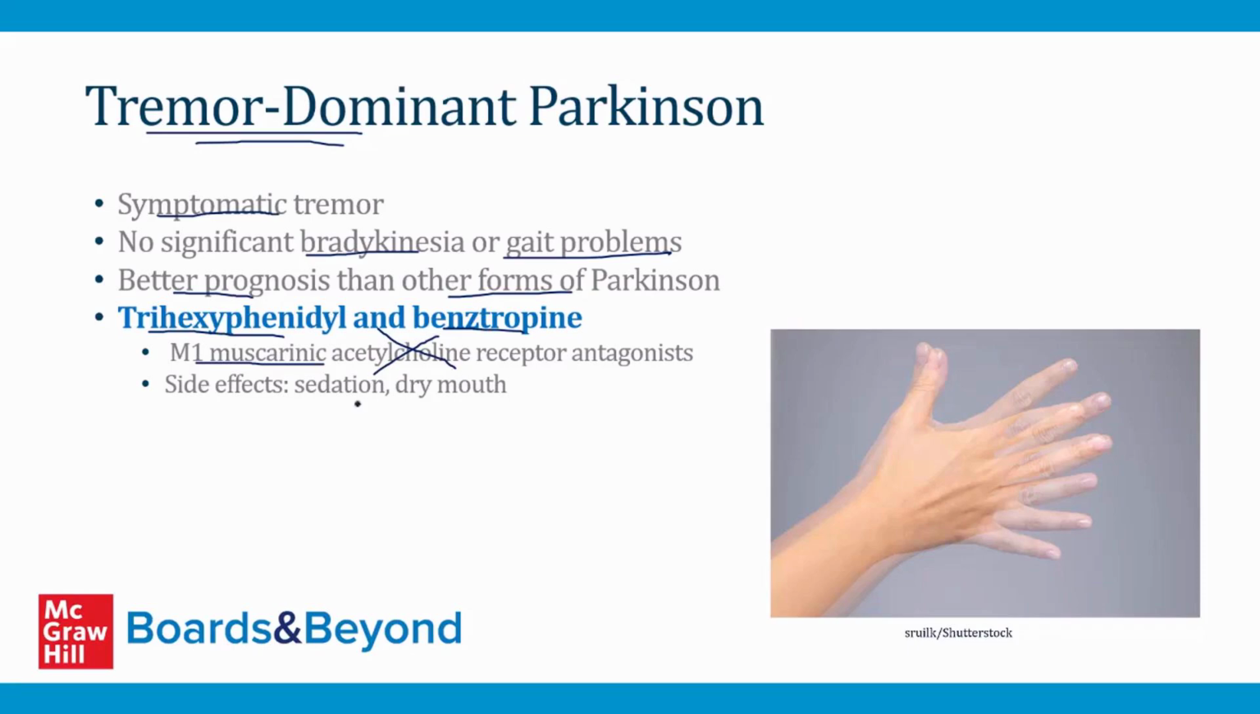The side effects of these drugs are all the side effects that you get when you block muscarinic receptors that are important to the parasympathetic nervous system. I talk about these things in other videos, but these are things like sedation and dry mouth. Blocking acetylcholine receptors can also cause confusion in the elderly, so these drugs are often used in younger Parkinson's patients.